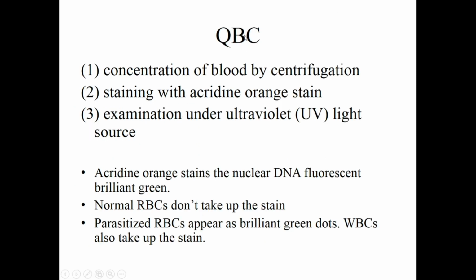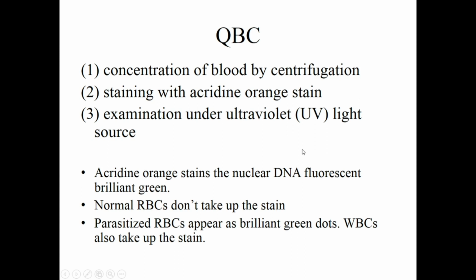Next, after the peripheral blood smear, there's another method known as the quantitative buffy coat, for examination of the parasites which cause malaria. This can be done by first concentrating the blood by centrifugation. A capillary tube is usually taken, and this capillary tube is lined with acridine orange. Then you take blood inside the capillary tube, centrifuge it, and then examine under ultraviolet light.